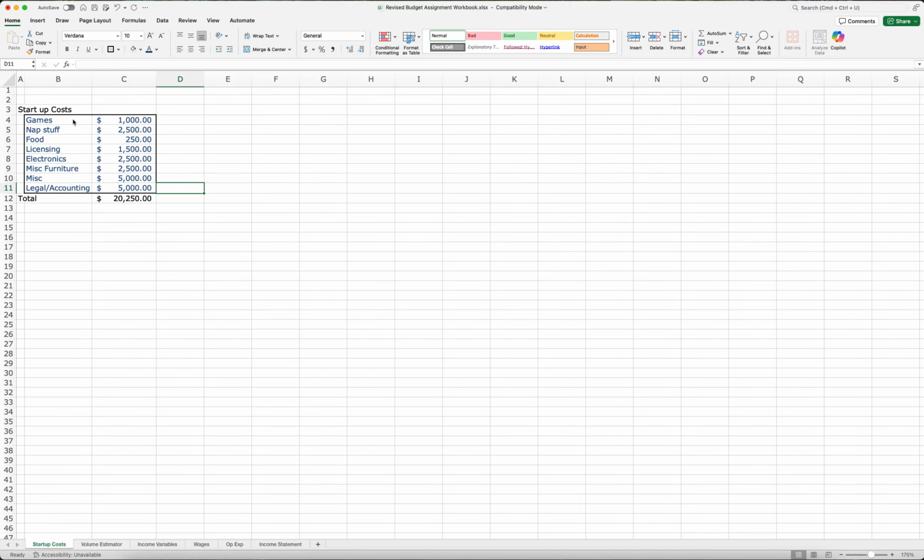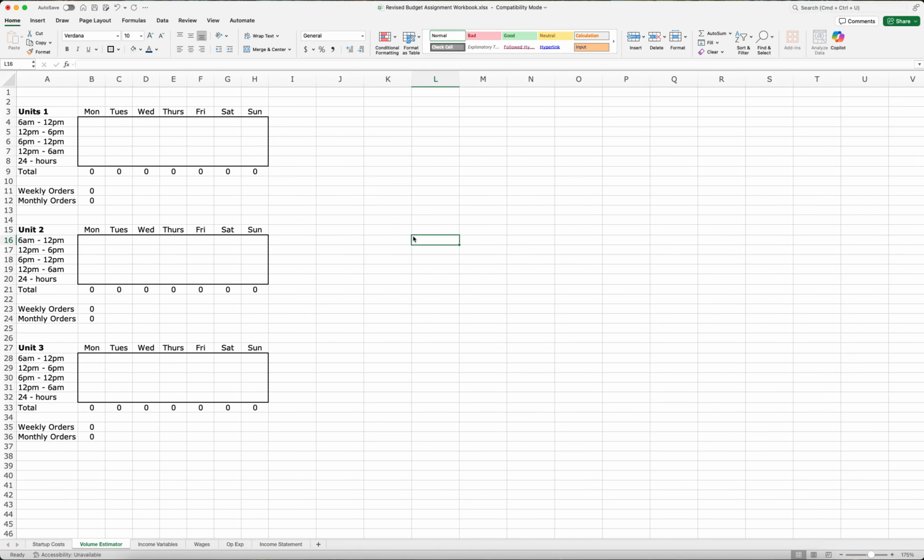I don't know. You're going to have startup costs. The key is that you need to sit and think about it. What would I need in order to get the doors open? Next, we start moving to the volume estimator. Probably looks a little familiar. It's a little different because this one's wired up.